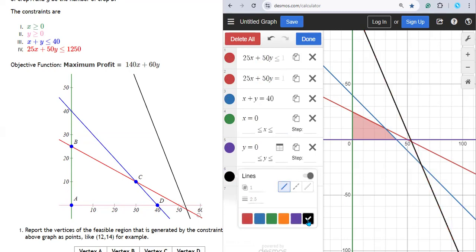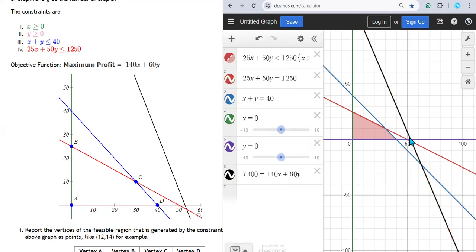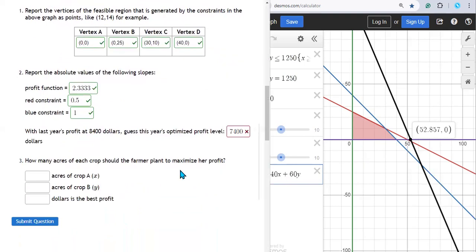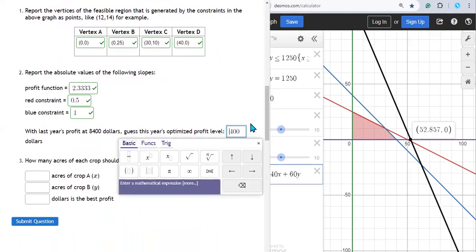Change it to a black color. The profit function's out here. No point on this curve is feasible. These points have to be on this blue line or this red line or in this red area for it to be feasible. This is not possible. Why? Because at this point here, she's planting more than 50 acres. So let's try 6,400.